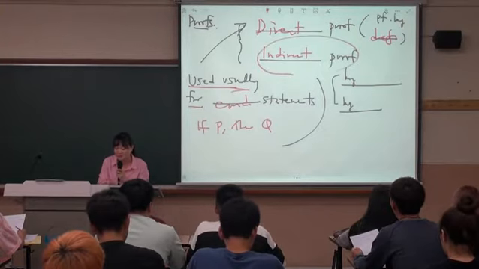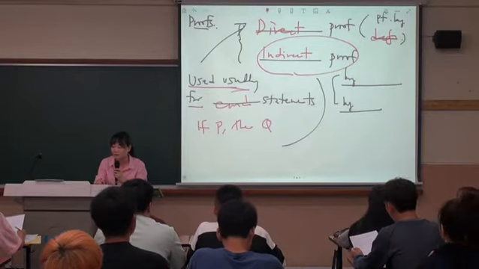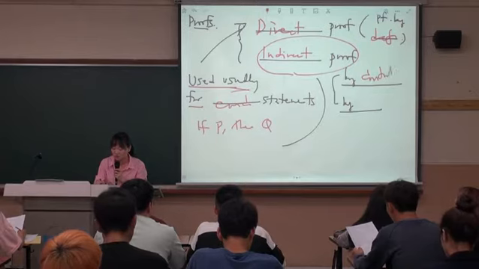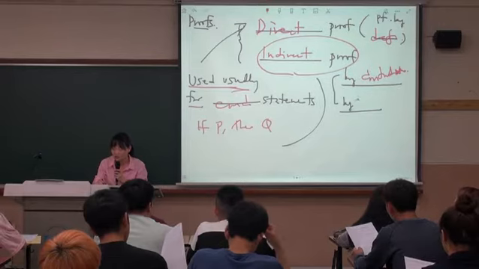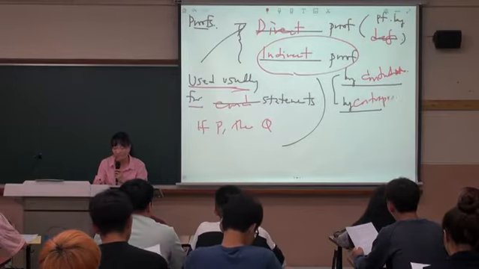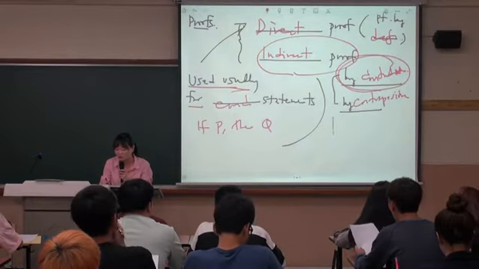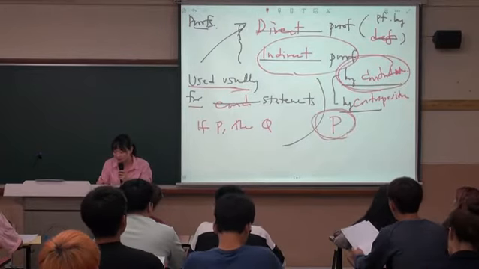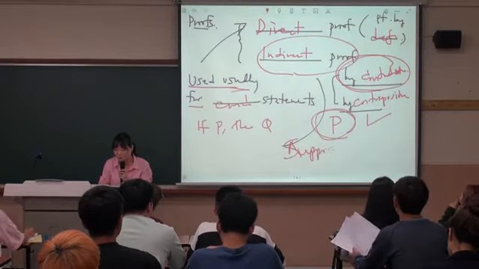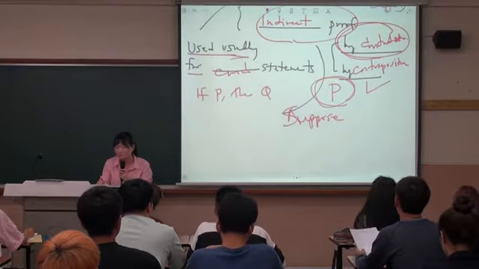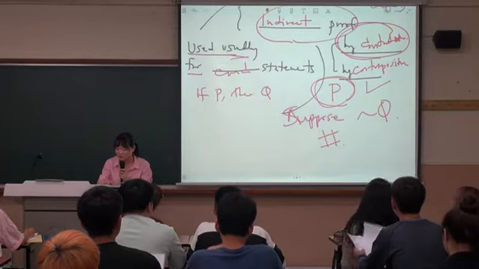So how many kinds are there in the indirect proofs? Indirect proof, by contradiction. What was the second one? By contrapositive. So in the contradiction, you assume the same condition. P stays there, and you suppose, what do you suppose? Suppose not Q, and then you arrive at a contradiction. That's the proof by contradiction.